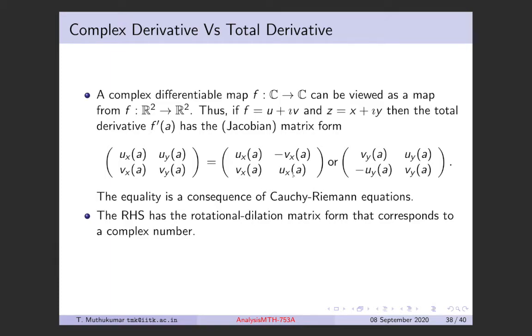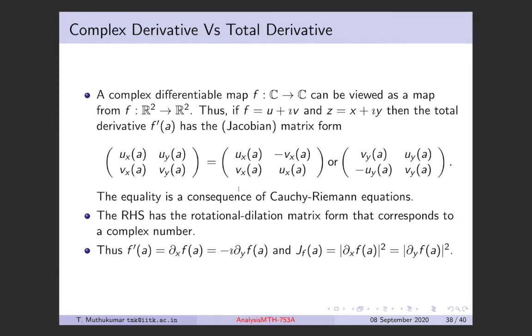So the RHS is a rotation dilation matrix form that corresponds to a complex number, and this part here is precisely the partial derivative of f with respect to the x variable, this matrix, and the second matrix here is precisely the partial derivative of f with respect to the y variable, but the minus sign is here, not here. So you actually have a minus i. So minus i of the partial derivative in y is precisely this matrix.